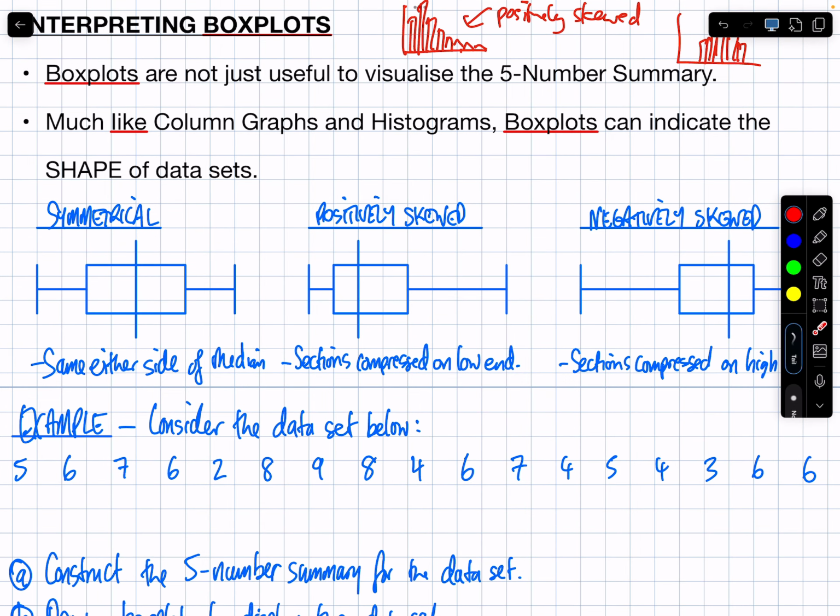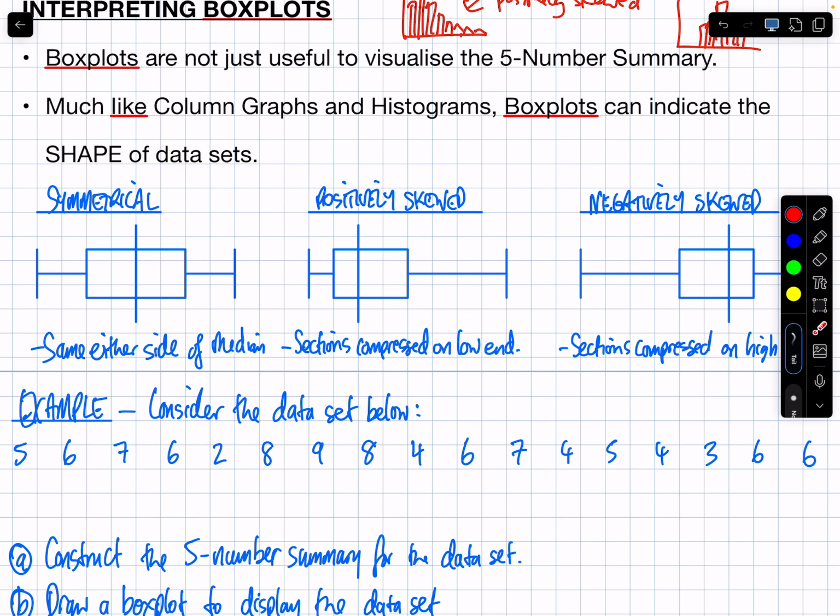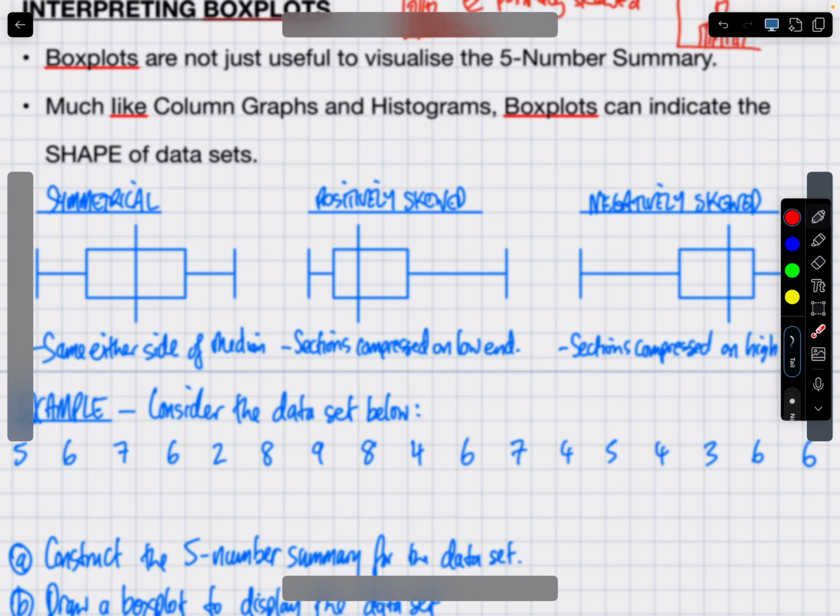All right, consider the data set below. I have a bunch of numbers between 1 and 10. Construct the 5-number summary for the data set. Can I do a 5-number summary if the data is out of order? No. So what would that data look like if it was in order?